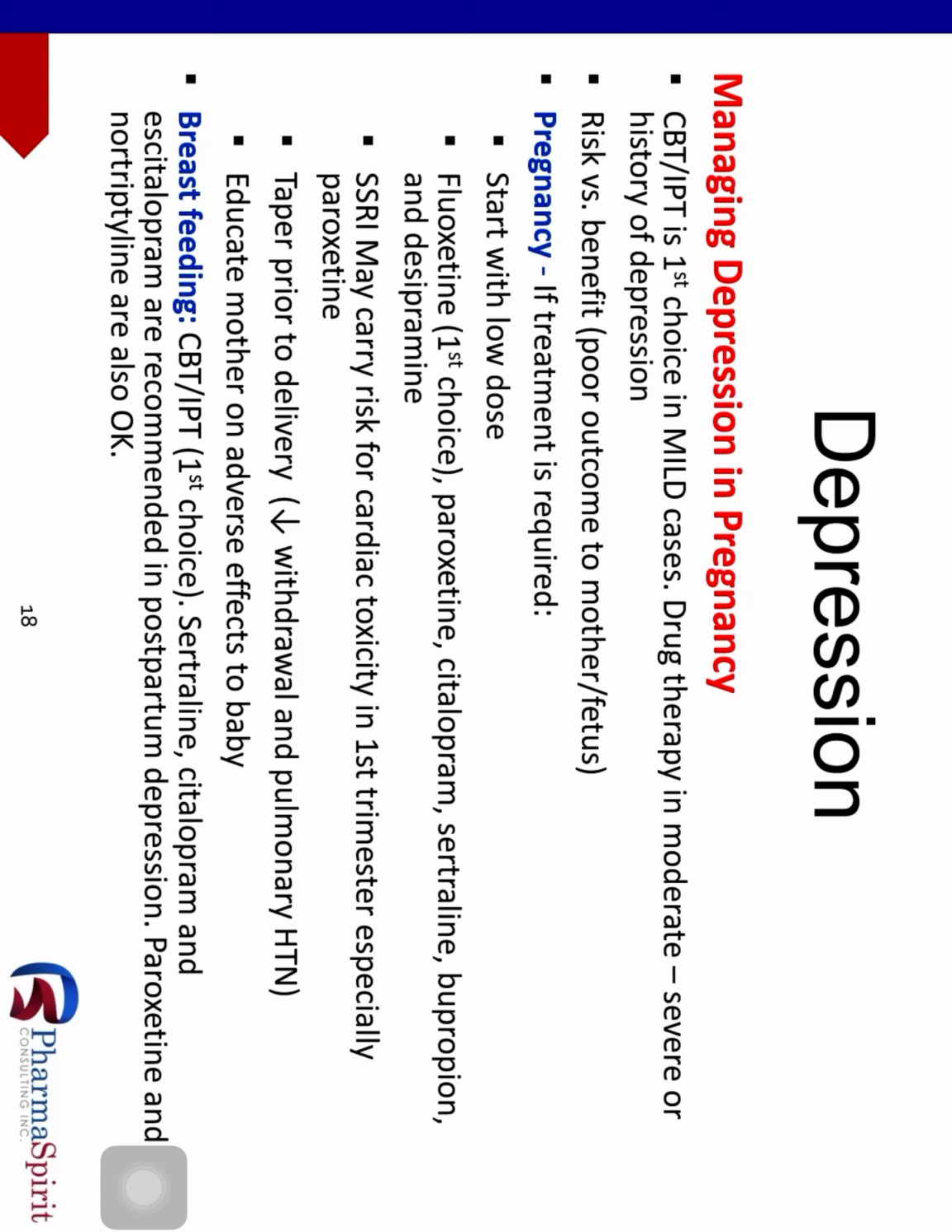So after we do the risk versus benefit assessment, if we decide that a treatment is required, we usually start with a low dose of antidepressant. Fluoxetine is considered the first choice. We can use all SSRIs, but fluoxetine is the first choice. Paroxetine can be used. As I mentioned earlier, there is a little bit of questionable cardiac risk in the first trimester. We are not very sure that paroxetine causes some cardiac problems for the baby if used in the first trimester, but so far it can be used. Citalopram can be used, sertraline, bupropion, and clomipramine.